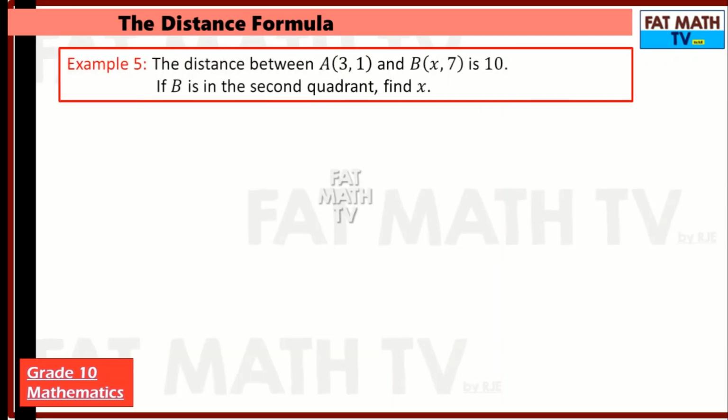Okay, example number 5. So this example number 5 is kind of different. This is not directly asking for the distance, but this is asking for the x coordinate of 1 point. Okay, the distance between A with coordinates 3, 1 and B with coordinates x, 7 is 10. If B is in the second quadrant, find x.